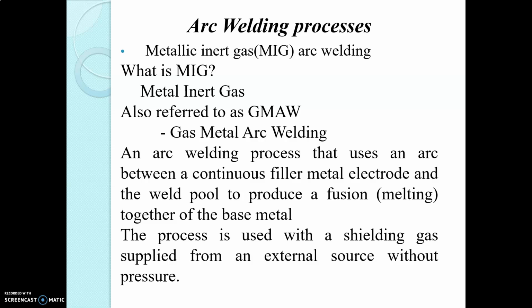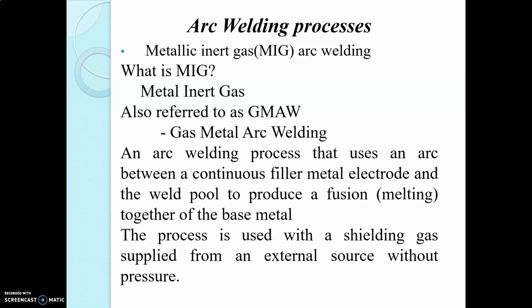Next process is the metallic inert gas welding, which is also called the MIG welding. See, in the metallic inert gas arc welding, which is commonly known as the MIG welding, this is similar to the tungsten inert gas arc welding that we are also going to see in the upcoming slides, except that the electrode is consumable in case of the MIG one.